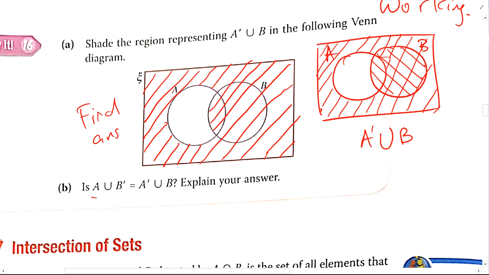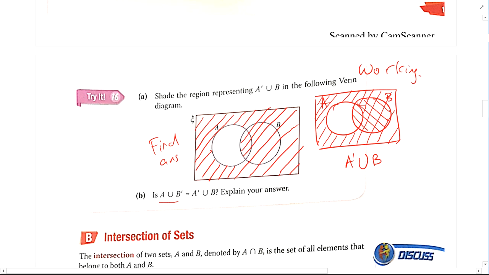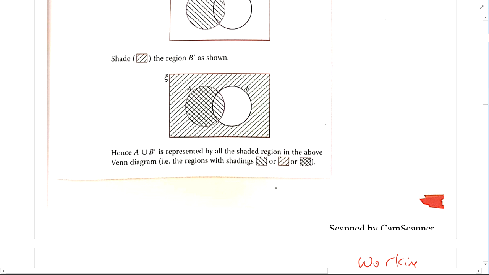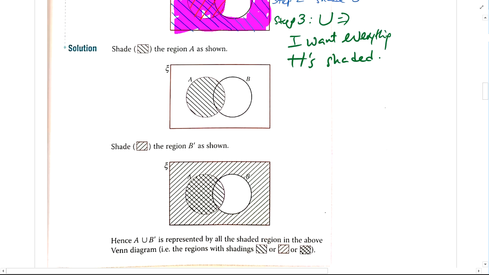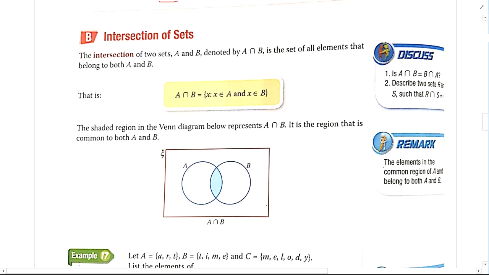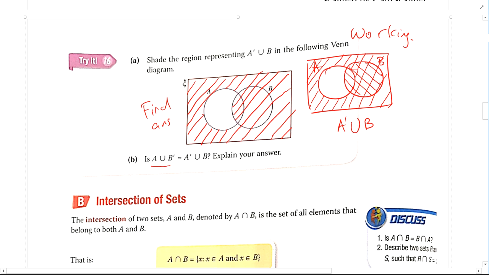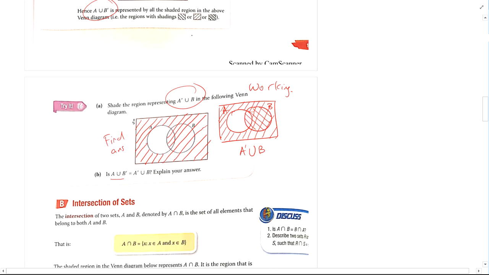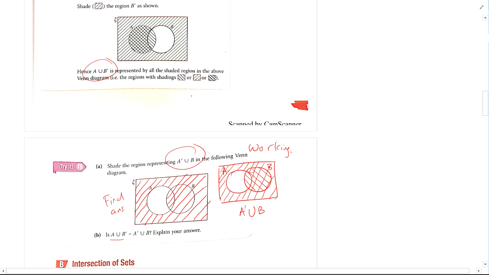Now, part B is A union complement B equals to A complement union B. Are they the same? Not the same. How will you explain? Isn't it shown here already? In example 16, we've got A union B complement. In this one, we've got A complement union B. Look at the two of them. Are the shaded parts the same? No. Okay, so they are different. You can explain using a Venn diagram like this. You draw two different Venn diagrams and show that they are different.